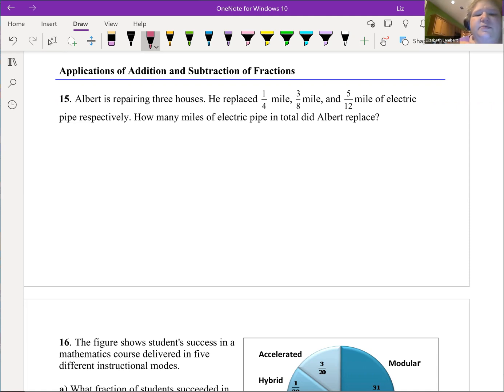All right. But if he replaced 1 mile, 3 miles, and 5 miles, I know I'd just add those. 1 plus 3, 4 plus 5 would be 9 miles. But he did fractions, so the operation, the idea still holds. I just have to do it with fractions.